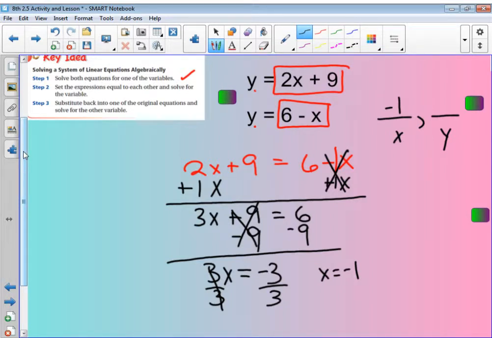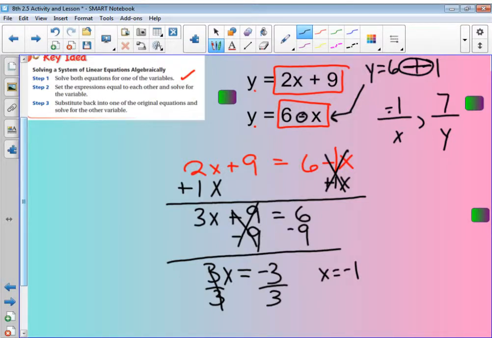Doesn't matter which one. The one thing I will tell you is if you plug it into this one right here, remember that negative sign's already there. So I don't get to just substitute this negative 1 with that negative. I would have to write it out this way. Y equals 6 minus, and then plug in my x, which was negative 1. What's going to end up happening here? It becomes a plus sign. So 6 plus 1 is 7.